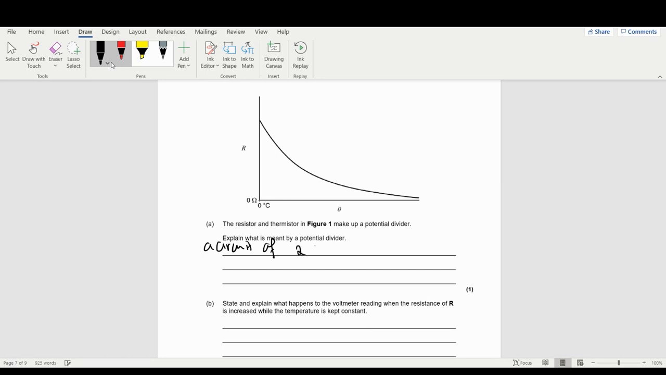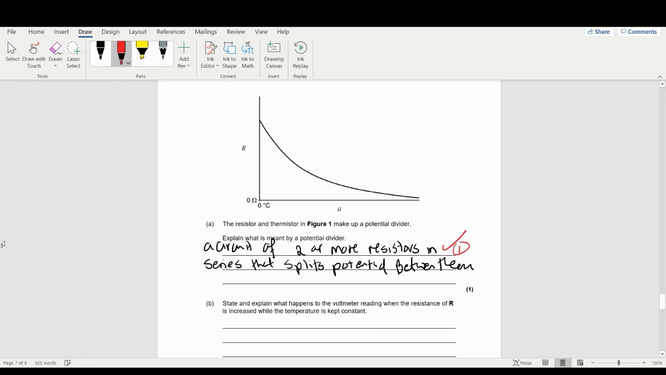It's a circuit of 2 or more resistors in series that splits potential between them. And that's it. It's the regurgitating stance. You should know what a potential divider is and how to do this.